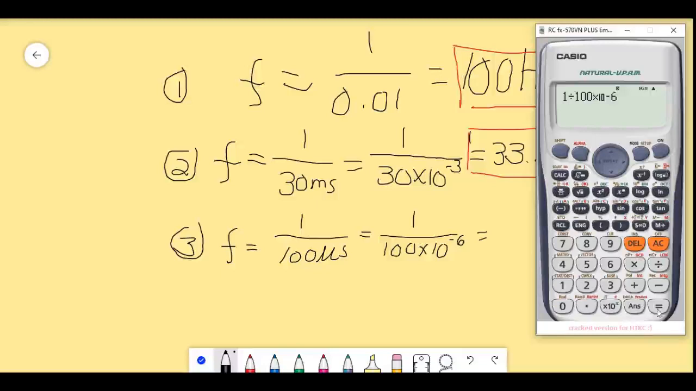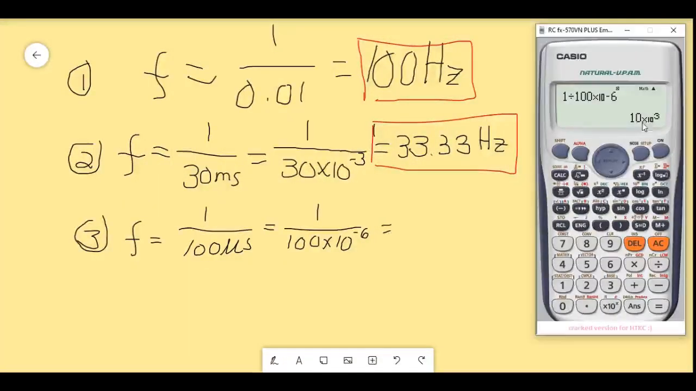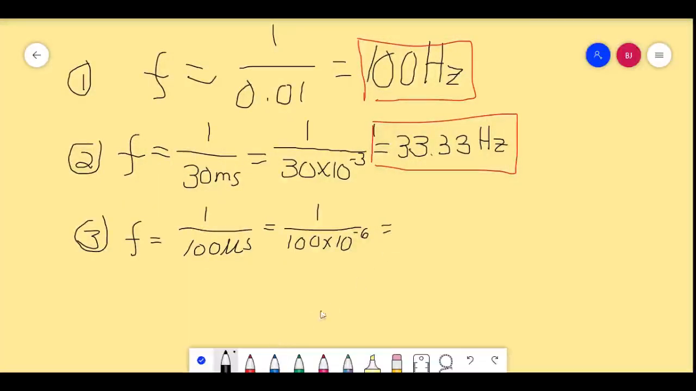So this would be equal to 10,000. We click ENG once so that you won't have a hard time converting it into engineering notation. So it's already 10 times 10 to the 3. So just write in 10 times 10 to the 3 hertz. We already know what times 10 to the 3 is.